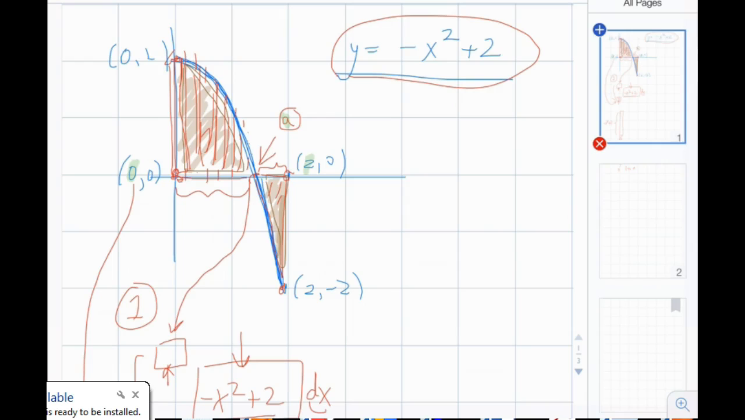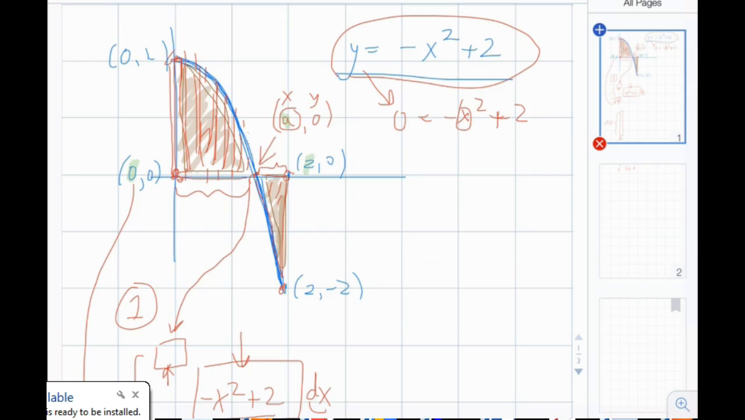Well, remember that this coordinate here is (a, 0), right? What does that mean? That means when x is a, y is 0. So let's put 0 equals negative x squared plus 2, and then let's figure out what x is.